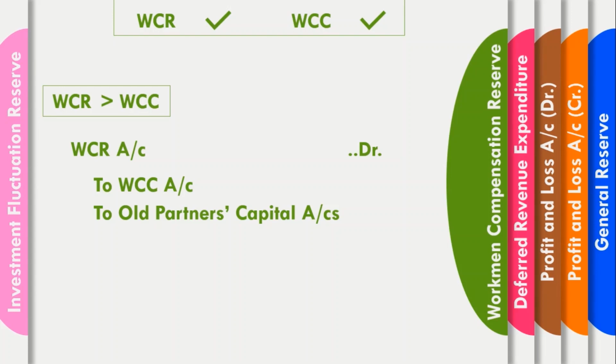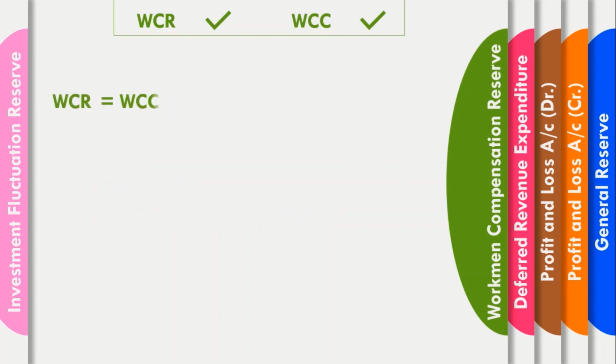Next, when workmen compensation reserve is equal to workmen compensation claim. Now first thing we will clear workmen compensation reserve. So we will debit workmen compensation reserve account. Then we have to create a liability, so to workmen compensation claim account, and as both the sides are equal, the entry is done.